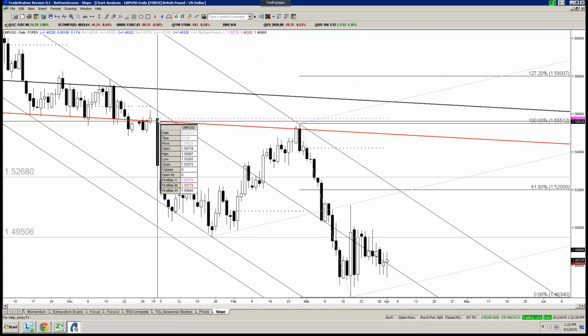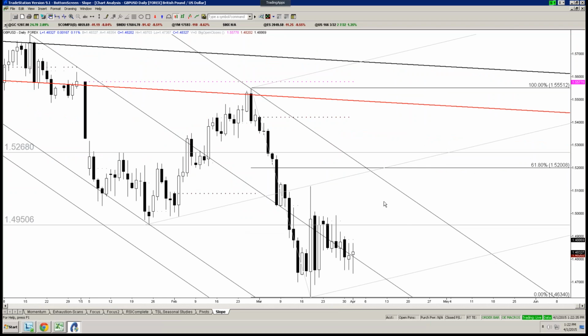Okay, the year's high is the open at this point, which is 55.78. The 61.8 level comes in at 152 even. So we could end up getting a rally from 49 to 52. We're talking 300 points on the upside until we get resistance, slope and also Fibbo, up near 152.